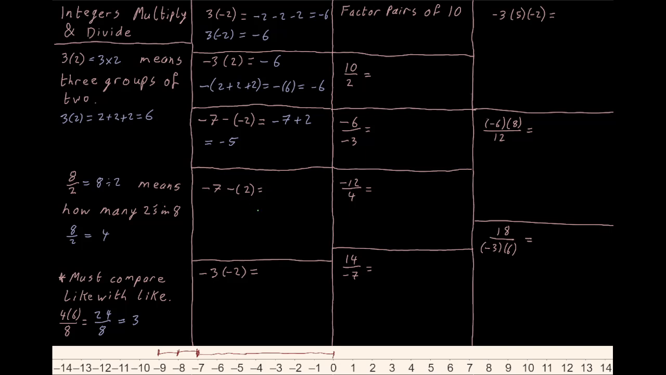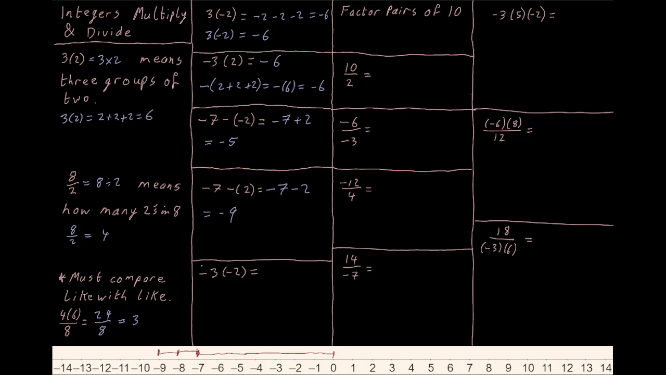So this ends up being the same as just taking away 2 units. So minus 7 minus 2 means we're taking away 2 units. Well, we just write that down as minus 7 minus 2. I'm just taking away 2 units. And I end up down at minus 9.